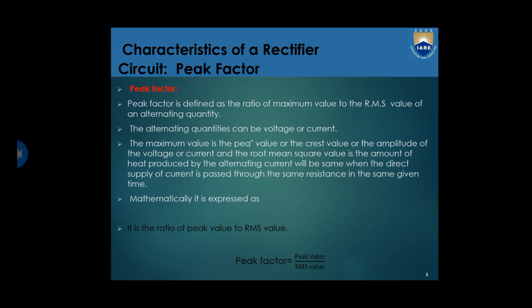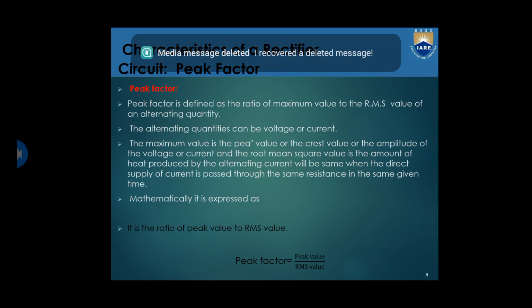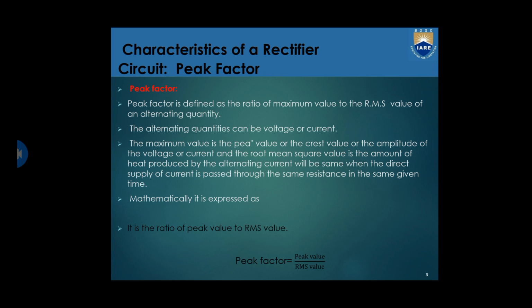and the root mean square value is the value at which the amount of heat produced by the alternating current will be the same as when a direct current is passed through the same resistance in the same given time. This is the basic definition of the peak factor.